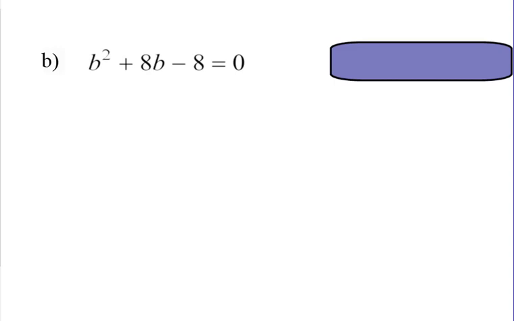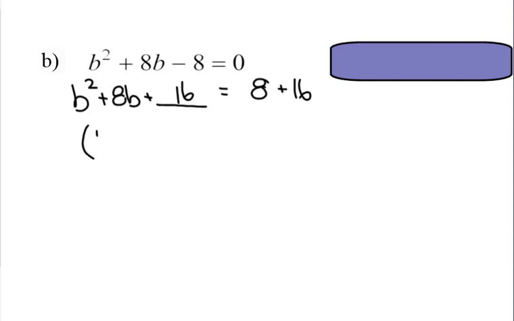All right, so this example, again, same thing. So b squared plus 8b plus some unknown number is equal to 8. So half of the middle is 4. 4 squared is 16. What I do to one side, I have to do to the other. From there to factor, well, multiplies to be 16 adds to be 8 is b plus 4.